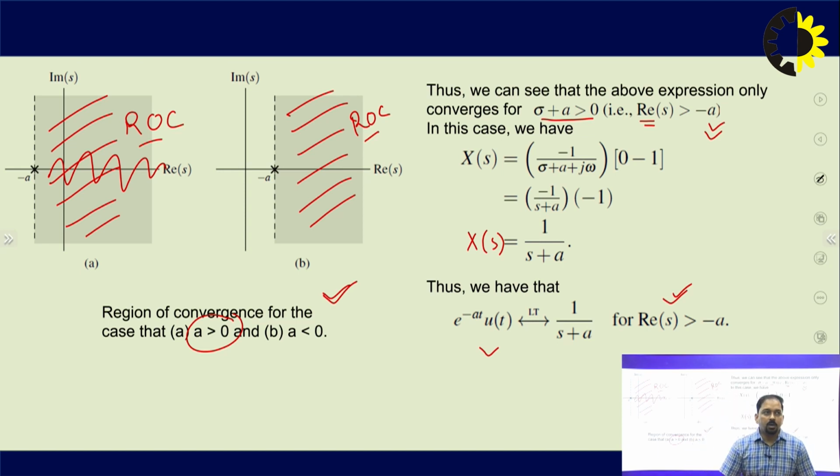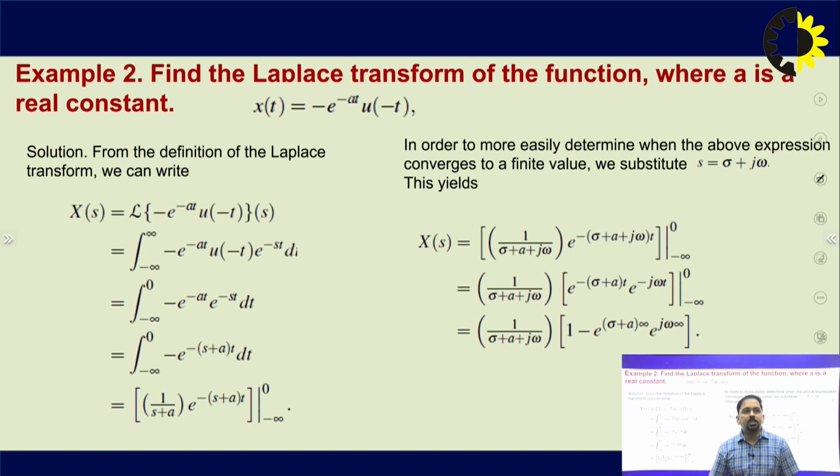Next is, find the Laplace transform of the function where we have x(t) equal to minus e raised to power minus at u of minus t. Again, we'll initiate the transform with the help of the generalized expression for the Laplace transform, minus infinity to infinity x(t) e raised to power minus st dt. But because of u of minus t, the limits of the integration change, and they will be from minus infinity to 0 only now, and minus e raised to minus at e raised to minus st dt.